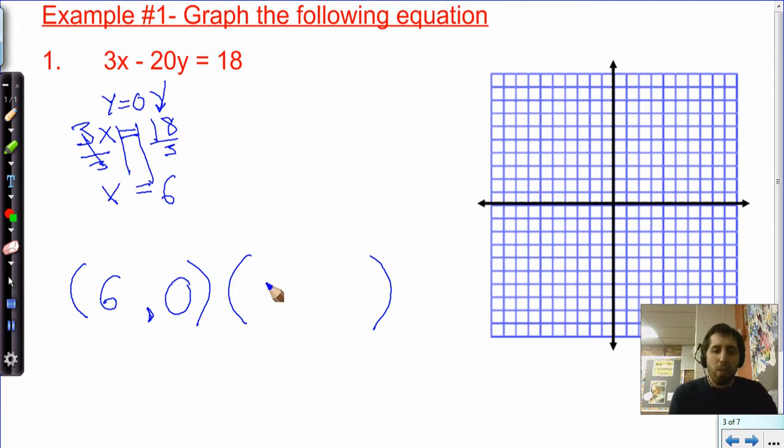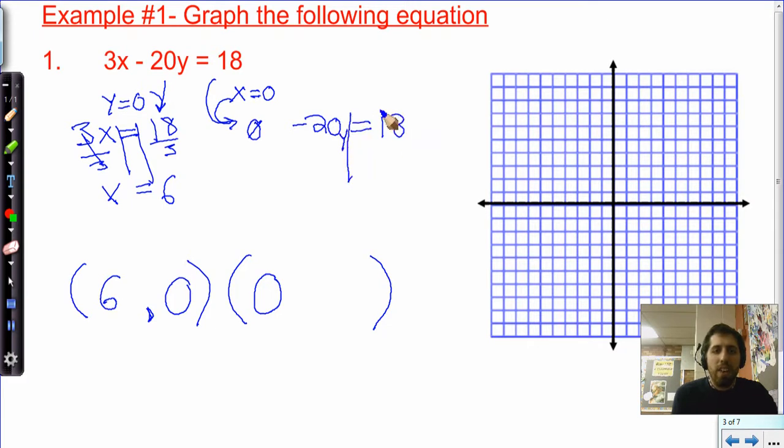Okay, well, what about the y-intercept? That's the value of y when x is 0. So if we don't move to the right or the left, we're going to cross the y-axis. So if we plug in 0 for x, we have x equals 0. And what do we get here? We would get 3 times 0 is 0, so we'd have 0 minus 20y, or we just have negative 20y is equal to 18.